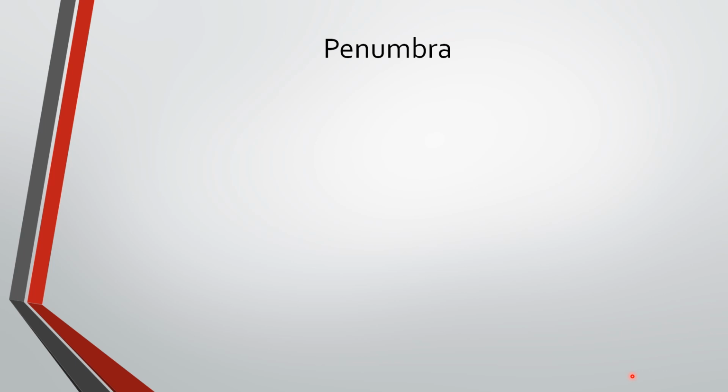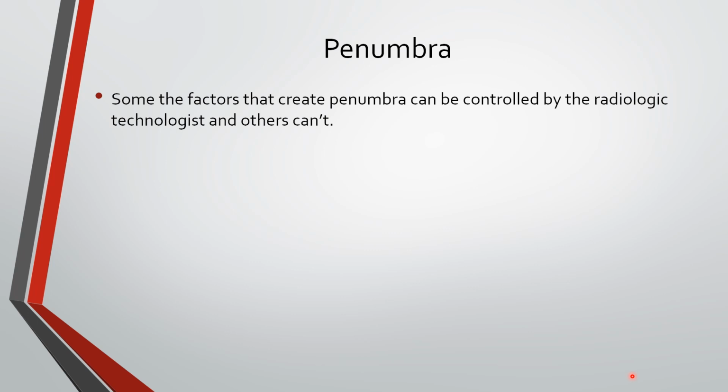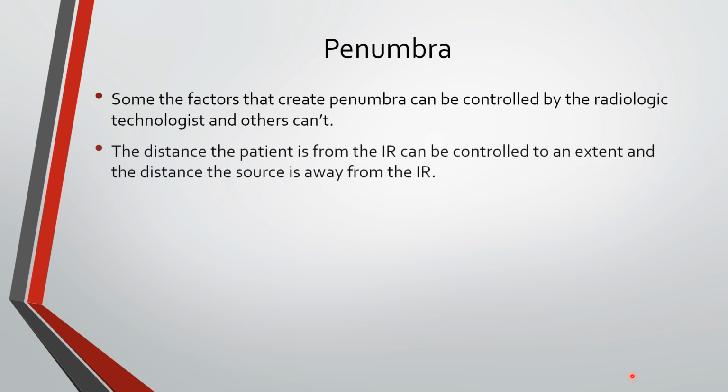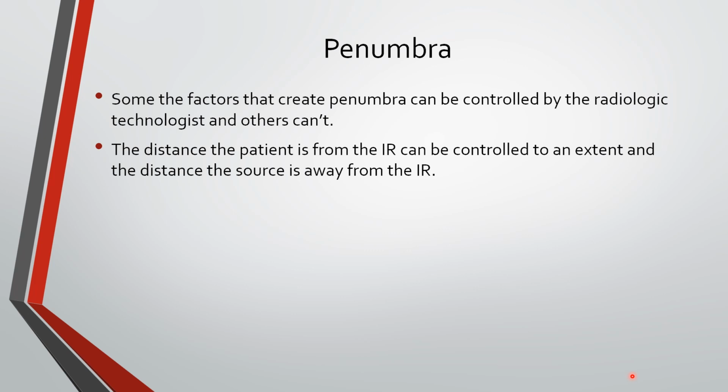There is inherent OID when using a Bucky apparatus, of course. So when you're using the table or the chest stand, there's always going to be some kind of OID. Some factors that create penumbra can be controlled by the radiologic technologist, and others can't. The OID, for instance, that we just talked about. The distance the patient is from the IR can be controlled to an extent, and the distance the source is away from the IR can be controlled.